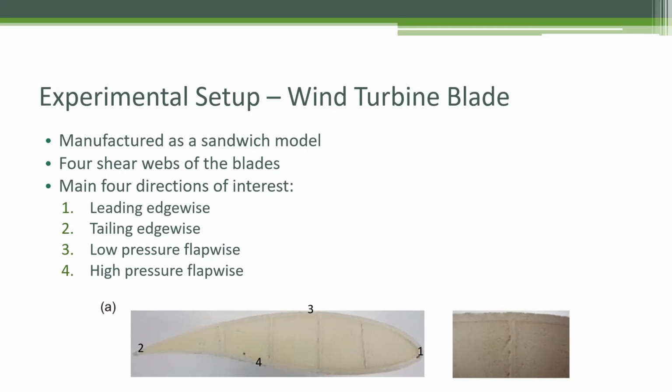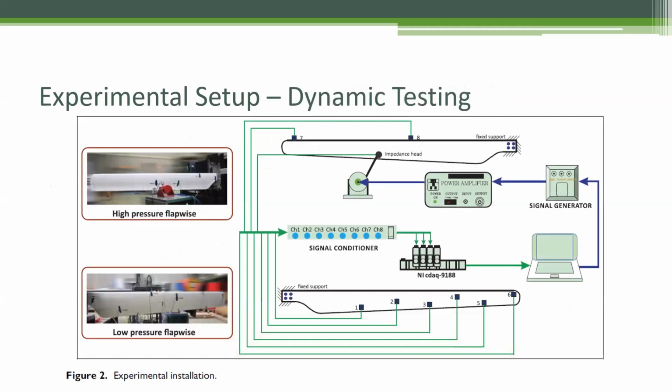For the experiment, the wind turbine blade was manufactured as a sandwich model. As seen in the figure below, there are 4 vertical shear webs of the blade to provide additional stiffness to avoid instability or buckling during operation. There were 4 directions of interest during this study, which are numbered on the figure as well. First, the leading edge pertains to where the airflow is in first contact. Second, the trailing edge is its rear edge. Third, the low pressure flap-wise side is the one that is upwind during operation, and opposite is fourth, the high pressure flap-wise.